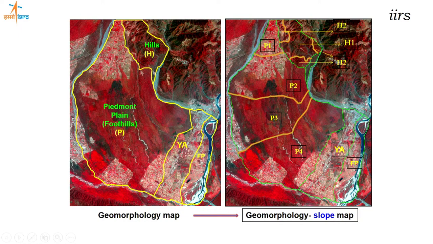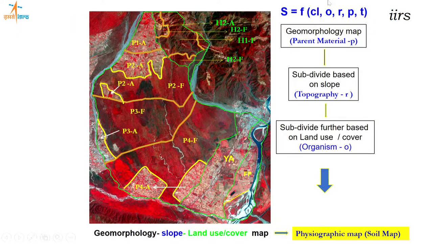Here you can see the Piedmont plain was divided into upper Piedmont, middle Piedmont, lower middle and lower Piedmont, P4. Four divisions based on the topography. Topographic information I can derive with the help of Survey of India topo sheet, elevation map, drainage pattern and also by seeing the satellite data. Now I further classify each geomorphology and slope based on the land use land cover.